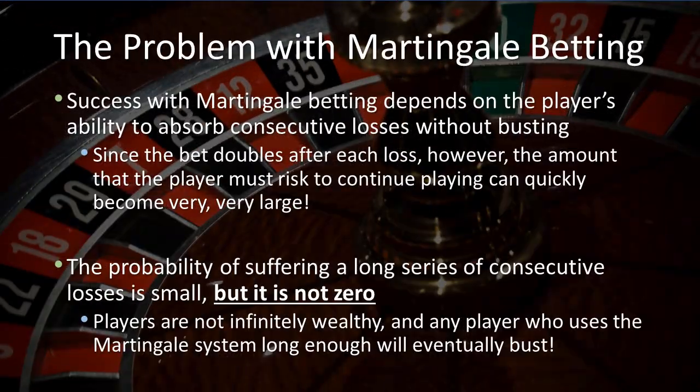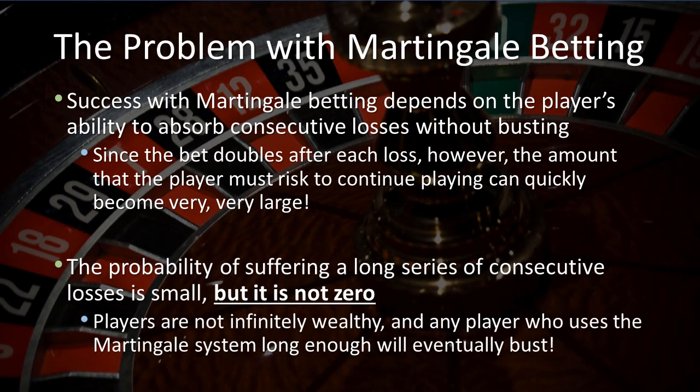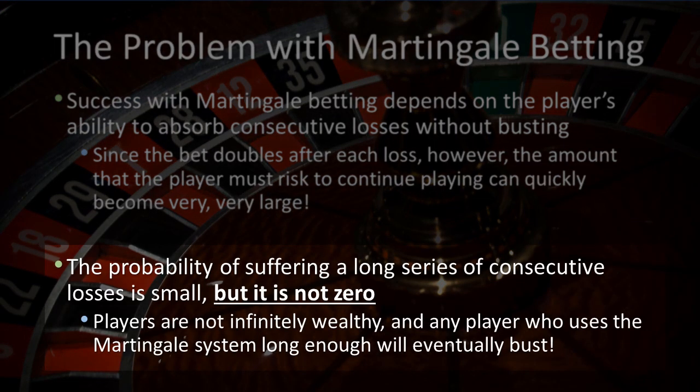As we just saw, success with Martingale betting depends on the player's ability to absorb a large number of consecutive losses without busting. Since the bet doubles after each loss, however, the amount that the player must risk to continue playing after many consecutive losses can quickly become very, very large. Remember, the probability of suffering a long series of consecutive losses is small, but it is not zero. No one is infinitely wealthy, and any player who uses the Martingale system long enough will eventually bust.